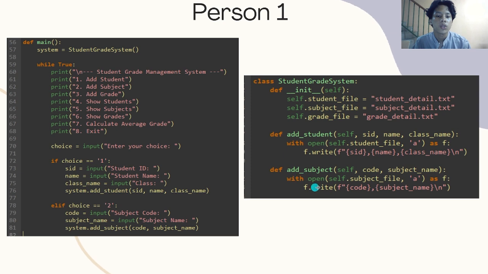The next one is the function for add subject. This method is to enter the code and subject name. This opens the file for self.subject_file and enters the information in the right format for code and subject name. So that's all for me.